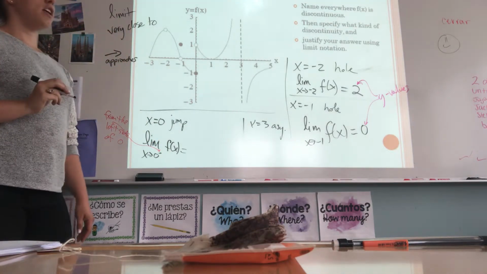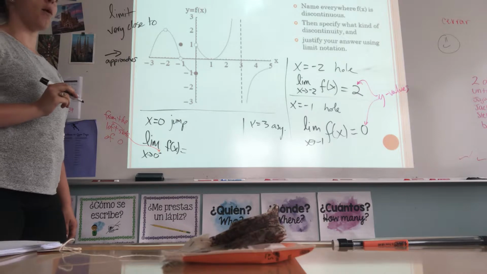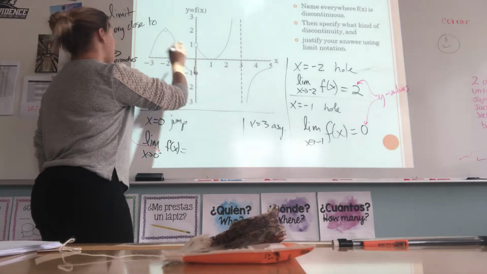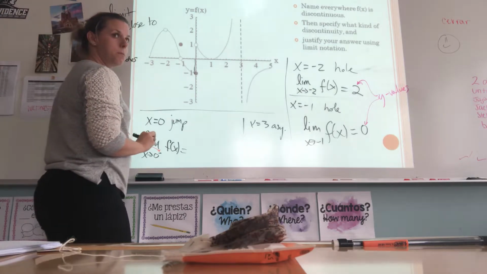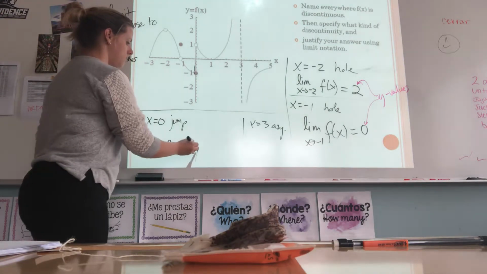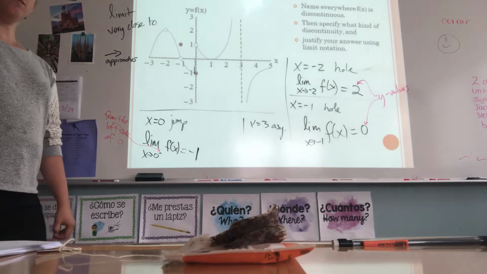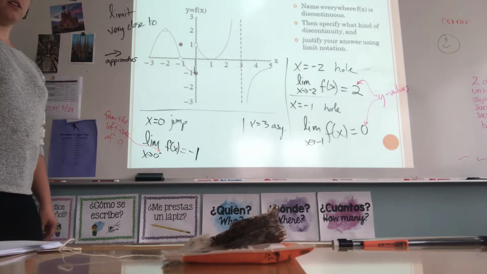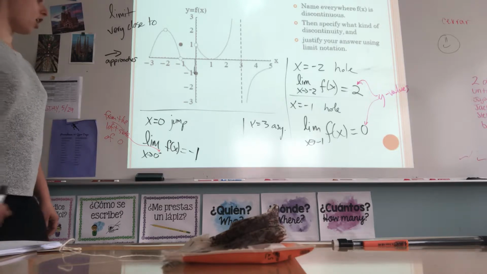Can you find the graph from there? Do you have to go up or down to get to the graph? Down. So the y value is, again, very close to what? -1. Check. So on the left, it's -1. Well, this is how to justify a jump.